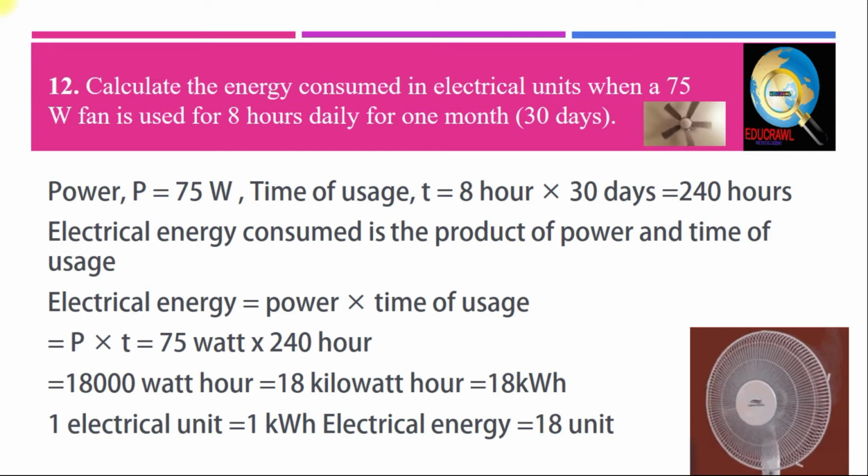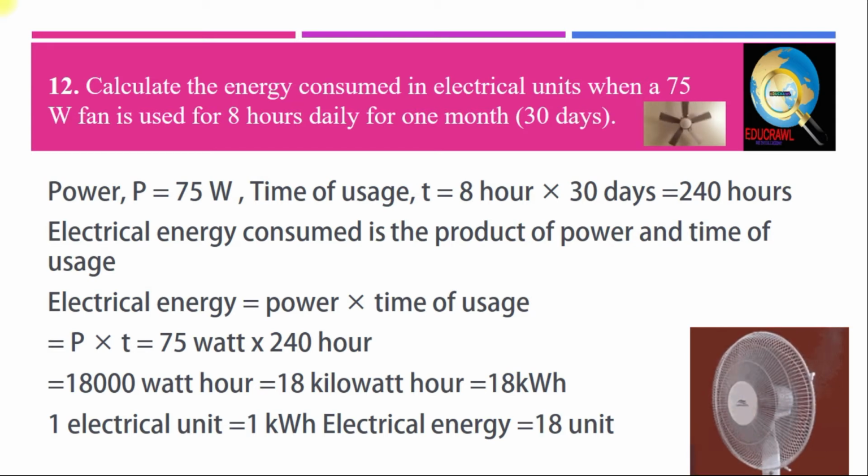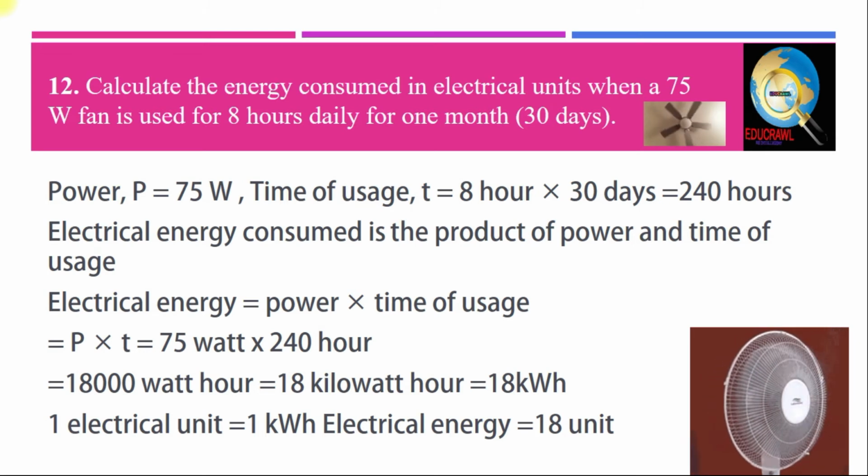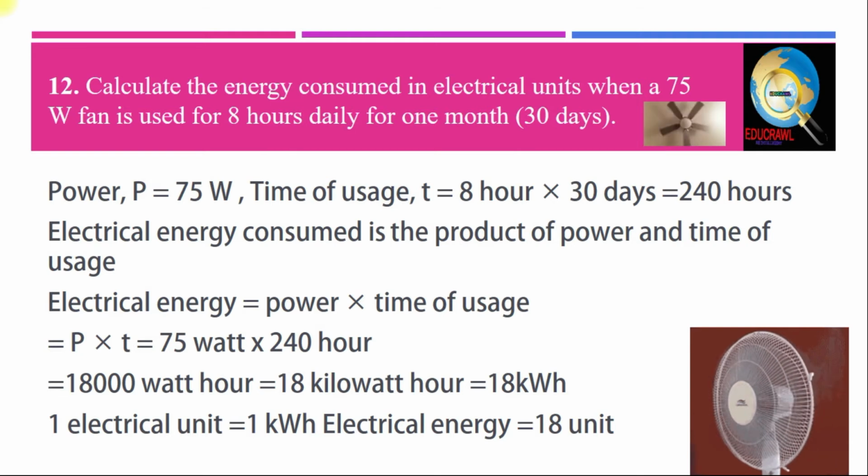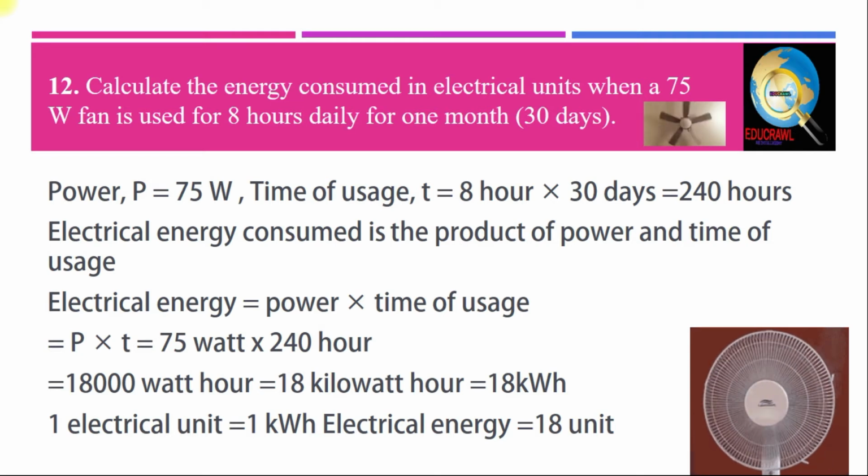We know that 1 electrical unit is 1 kilowatt hour of electrical energy. Hence 1 kilowatt hour is represented as 1 unit. So the answer is 18 units.